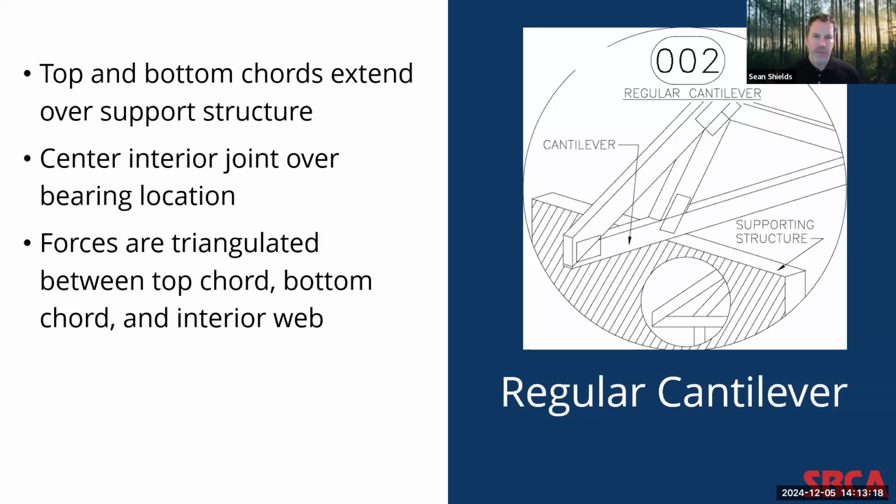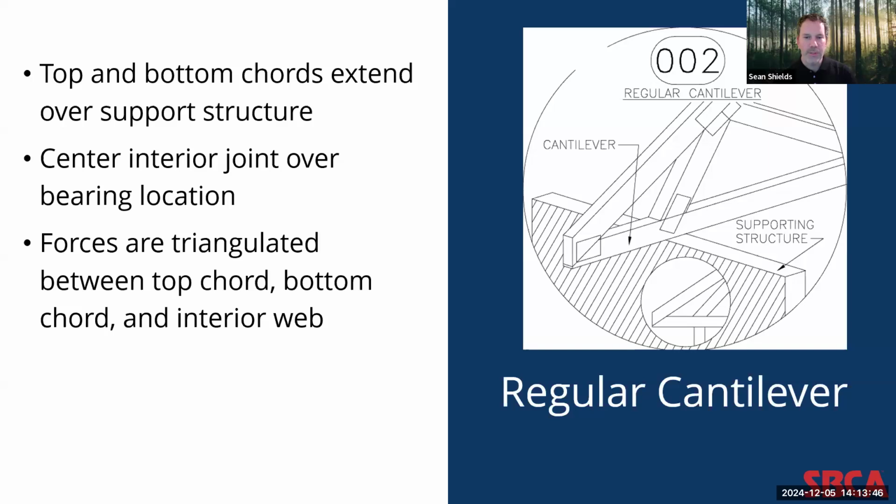Another approach is illustrated in detail 2. So this is trying to achieve the same architectural design with a cantilevered roof truss. In this instance, both the top and bottom chords of the truss extend beyond the support structure of the wall. But instead of a heel joint on the bearing area, an interior joint will be designed to create the load path from the truss to the support structure.